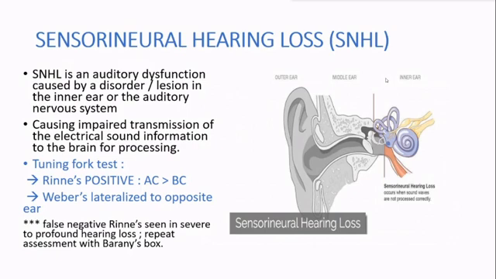When you perform a tuning fork test, the Rinne should be positive. It's different from conductive, whereby the bone conduction is better than air conduction. In sensorineural hearing loss, the Rinne should be positive: the air conduction will be better than bone conduction. And when you perform Weber, it will be lateralized to the good ear, not the bad ear.